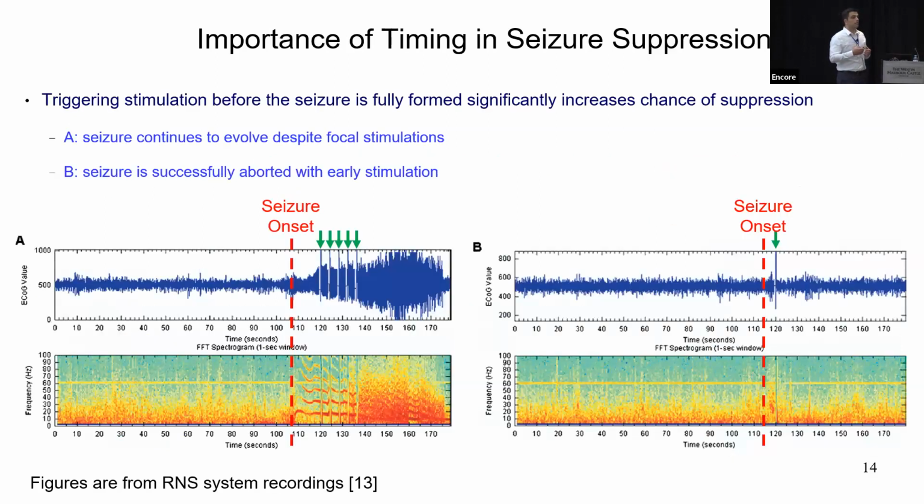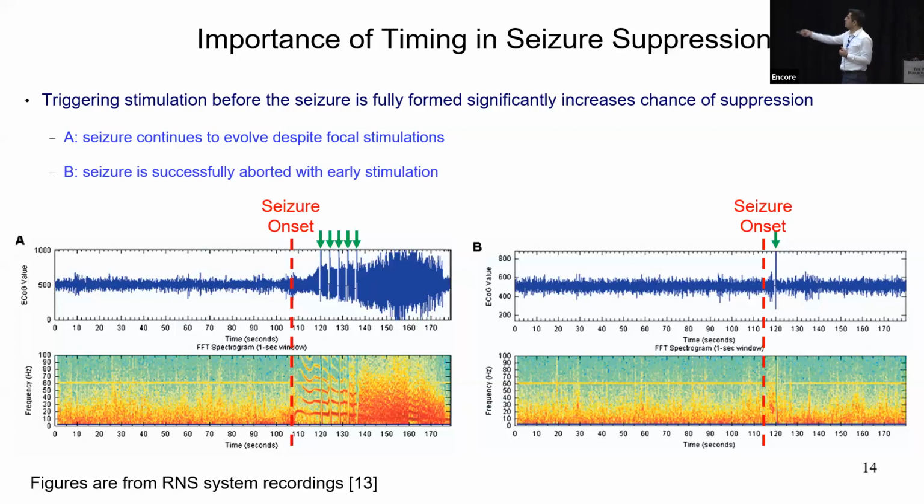It turns out that if you want to stimulate and suppress a seizure, it's very important to do it before the seizure is fully formed. Here you can see two different examples. On the left, several seconds after the seizure onset, we start doing stimulation. Despite doing it 5 times, we are not able to stop the seizure, the seizure is fully formed, and the stimulation is unsuccessful. In the example on the right, stimulation is triggered shortly after the onset of the seizure, and it successfully suppresses it.